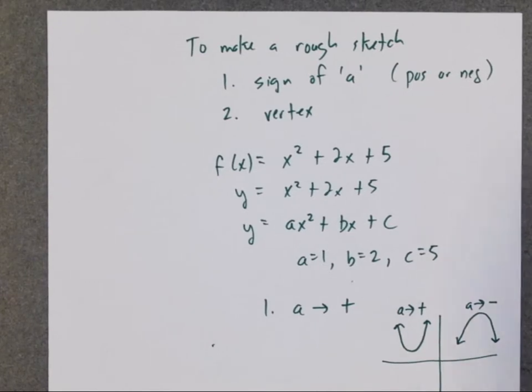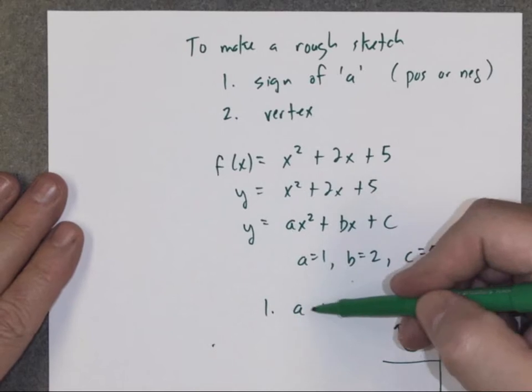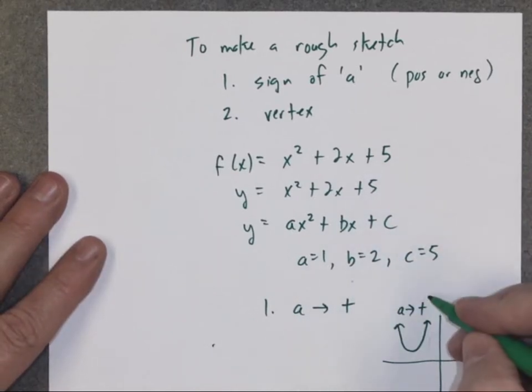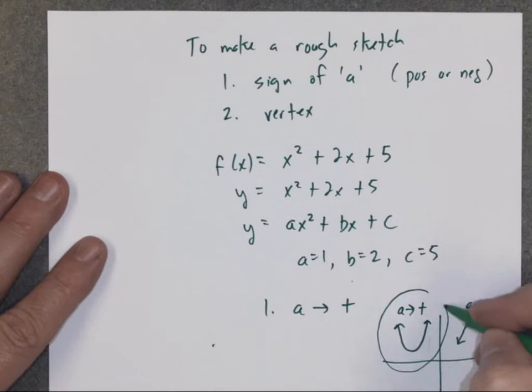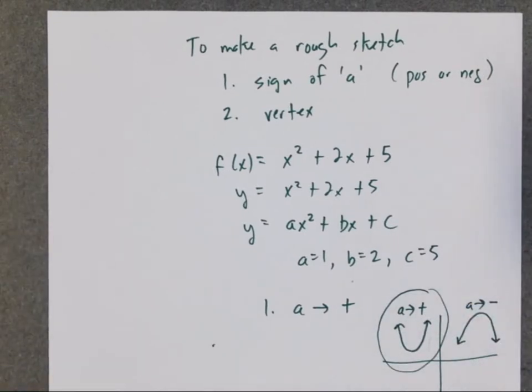Very, very nice. Matter of fact, the way I sometimes remember whether a is positive or negative, I always think of a positive person as someone who smiles a lot, is very happy. So a positive a is like a smiley face. This looks like a smiley face. Meanwhile, a negative person frowns all the time. So I think of this as a frowning face, which means a is negative. So for our example, I said a is positive. So I know right away when I get ready to graph this, I'm going to have a parabola that opens up.